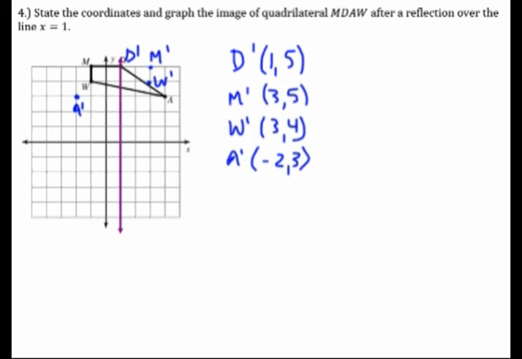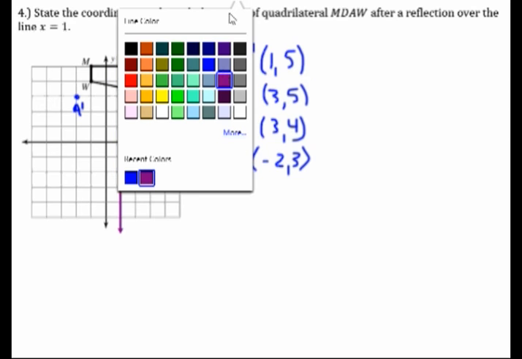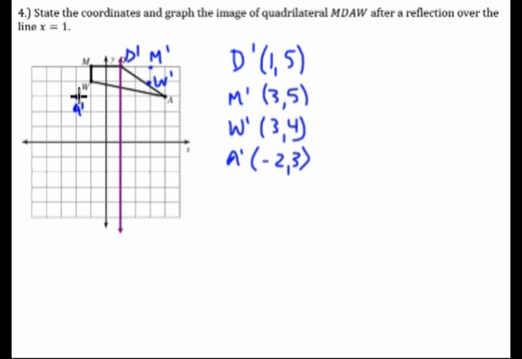And take your straight edge and connect. Let's get rid of the arrows and make it blue. And just connect the 4 vertices that are the primes. D stayed where it was. And there we go. There's a reflection over the line x equals 1.